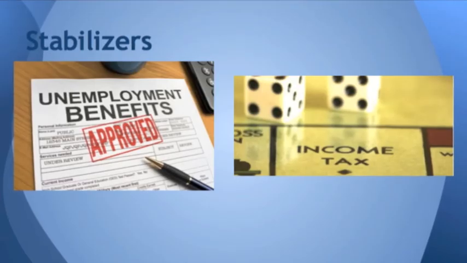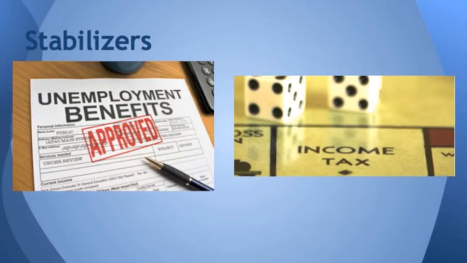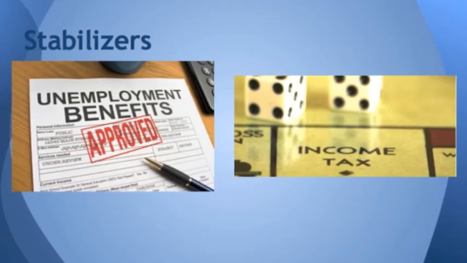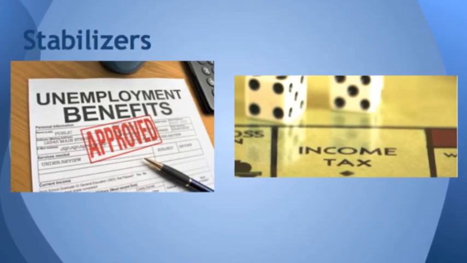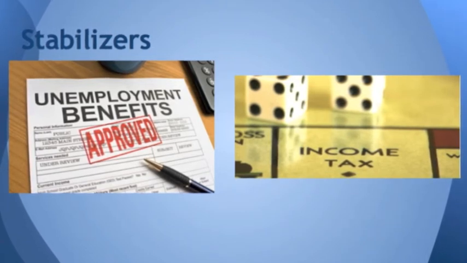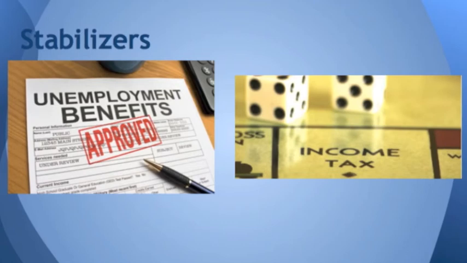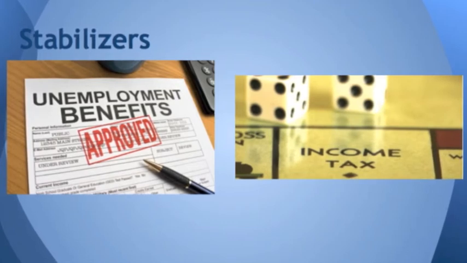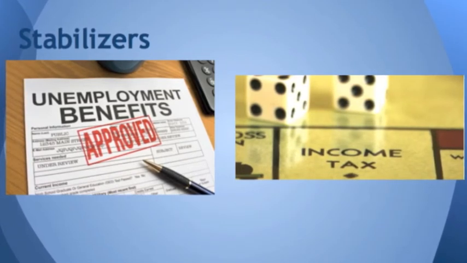Automatic stabilizers are programs put in place to offset fluctuations in real GDP without government intervention. These include the graduated income tax system, unemployment compensation, and stock and bond returns, which all help to limit the amount of times the government must use fiscal policy to counteract changes in real GDP in the economy.